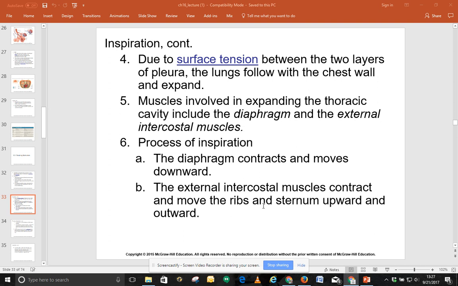Now, the process of inspiration, the diaphragm is going to contract and move down. The external intercostal muscles will contract and move the ribs and sternum upward and outward, again, opening up that chest, so the pressure will fall inside the thoracic cavity, inside the lungs, so the air will actually roll right into the lungs from the atmosphere.